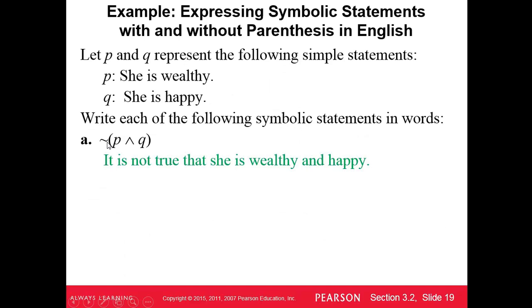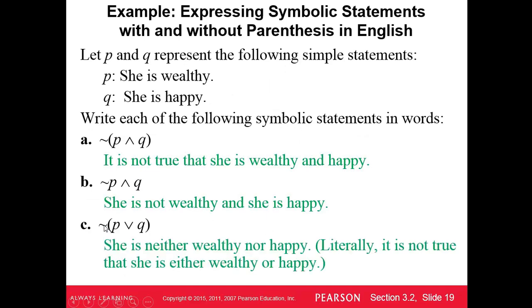The negation says it's not true that she's wealthy and happy. Or B, she is not wealthy and she is happy. Or she is neither wealthy nor happy. Or you could say here in letter C as well, it is not the case that she is wealthy or happy.